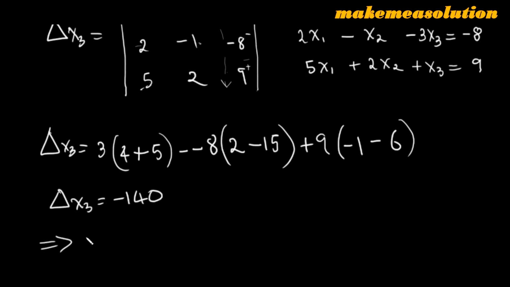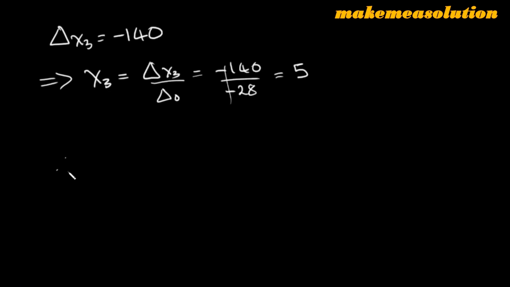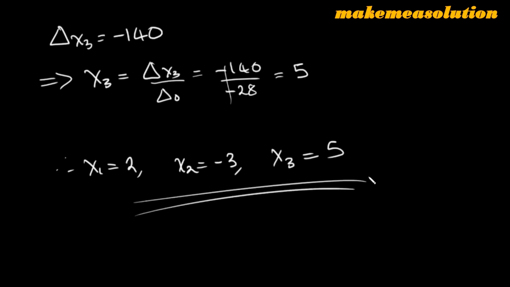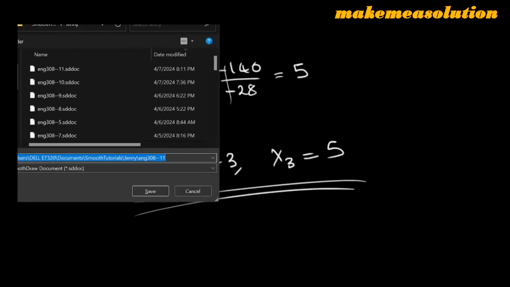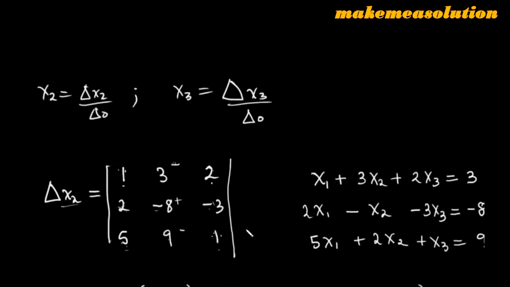So this implies that x3 is delta x3 over delta naught, which is negative 140 divided by negative 28. And this is nothing but 5, since 28 times 5 gives you 140. So in summary, x1 is equal to 2, x2 is minus 3, and x3 is equal to 5. So this is the use of Cramer's rule to solve a system of equations.